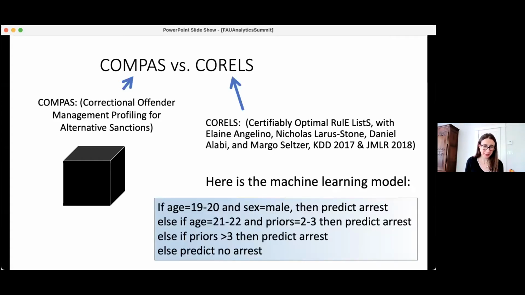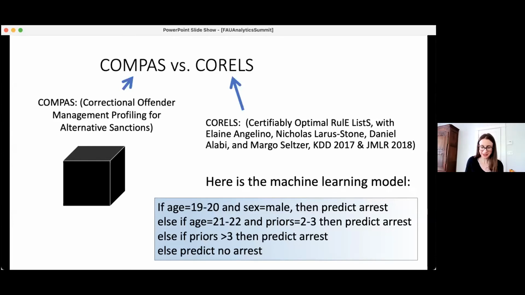It says, if the person is between 19 and 20 years old and they're male, predict arrest within 2 years of their COMPAS score calculation. Else, if they're 21 or 22 and they have 2 to 3 prior offenses, then predict arrest within 2 years of the COMPAS score calculation. Also, if you have more than 3 priors, predict arrest. Otherwise, predict no arrest.